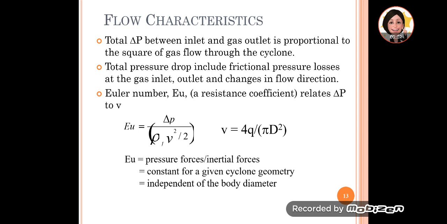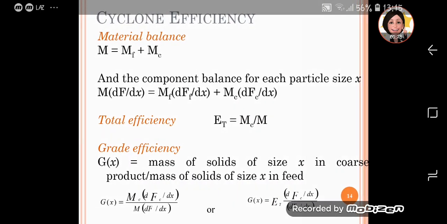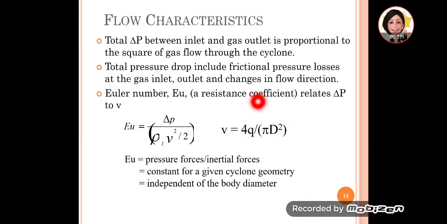Let's look into the flow characteristics of the cyclone. The flow characteristics of the cyclone are given by the Euler number. It's a resistance coefficient which relates the total pressure drop that happens in the cyclone to the gas velocity. This total pressure drop between the inlet and gas outlet includes the frictional pressure losses in the inlet and the outlet, as well as the changes in direction.